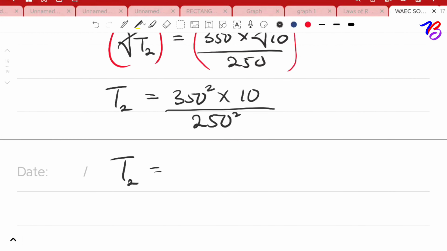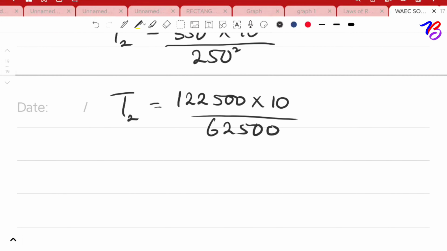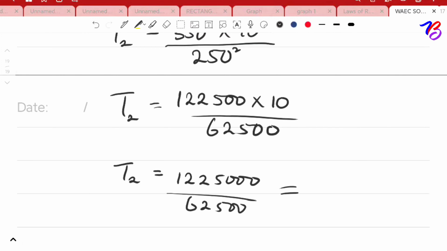So T2 is equal to 350 squared, which will give us 122,500, multiplied by 10, all divided by 250 squared. 250 squared will give us 62500. So T2 is equal to 122,500 times 10. Of course, 10 will be added. So we have 122,500 divided by 62500. If this divides this, let's do that and see. Our answer will become 19.6 Newton.